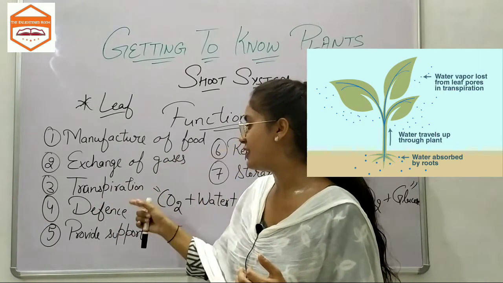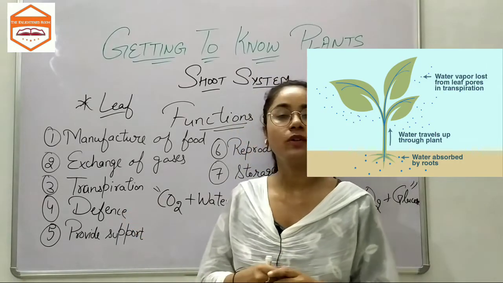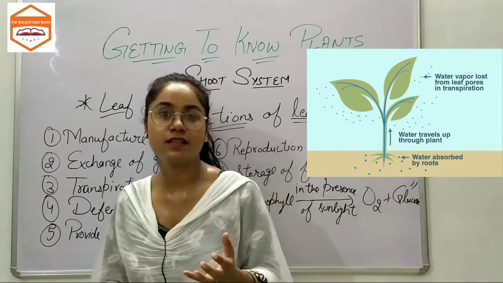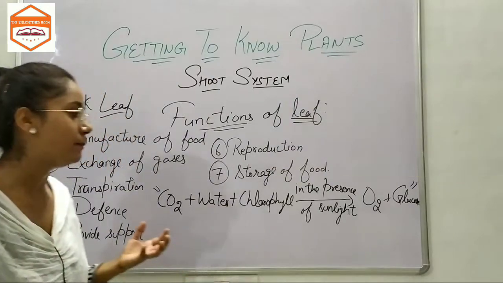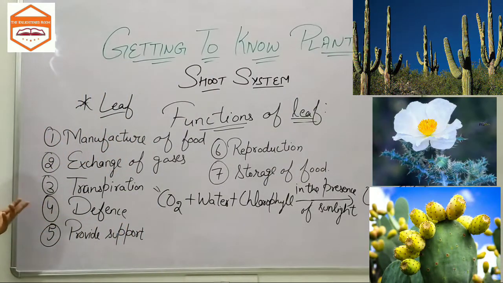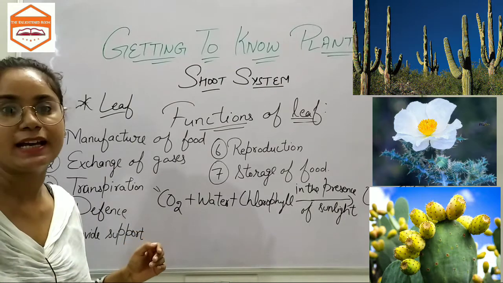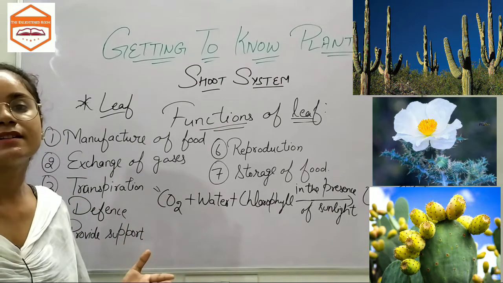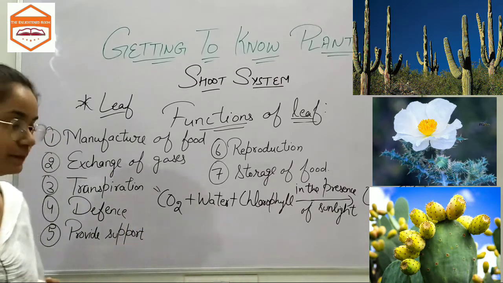Now the next one is defense. Well, you all know the plants like cactus, prickly poppy, and many more which have thorns on them. Okay, so these plants have thorns, and these thorns are actually the leaves of that plant which are reduced to spines, and they protect those plants from being eaten by animals.